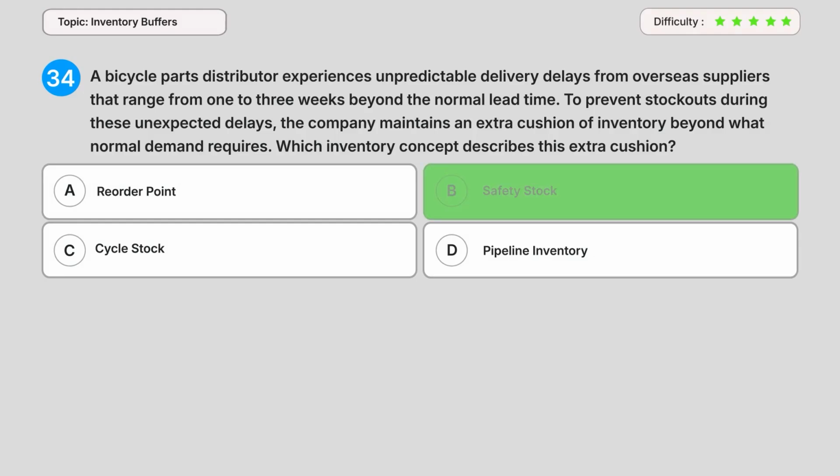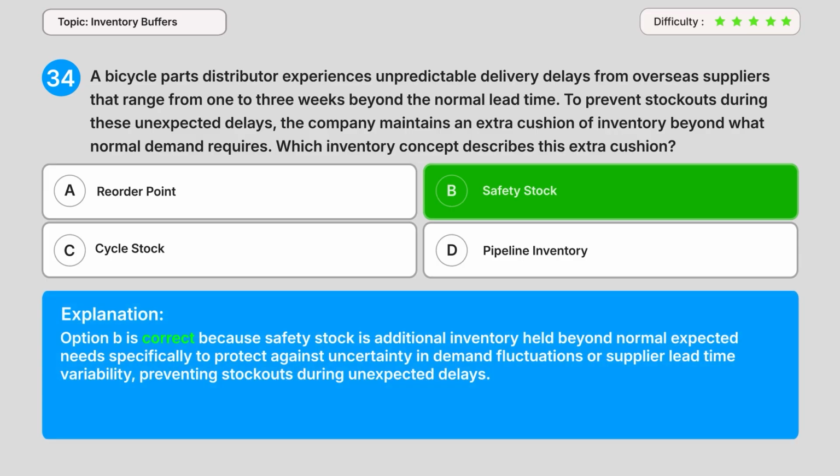Correct answer, B. Safety stock. Explanation. Option B is correct because safety stock is additional inventory held beyond normal expected needs, specifically to protect against uncertainty in demand fluctuations or supplier lead time variability, preventing stockouts during unexpected delays.